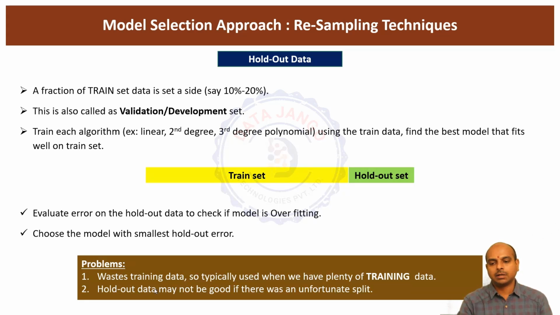And if the split is unfortunate, when the split is happening, it is kind of sampling, right? If the sampling on the train set is not proper and the data set is small, the algorithm's learning is going to be not good. So these problems are there with the holdout data set.